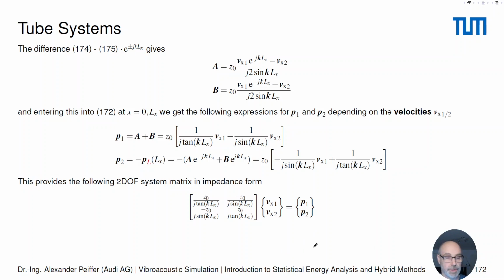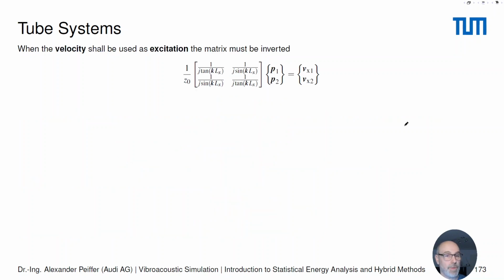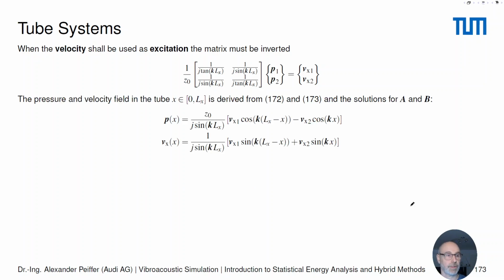So far, so good. As already said, when we would like to have another expression, that means that we are now interested in some situation where the velocity is the excitation, that's quite simple. We just have to invert the matrix shown on the last slide, and then we would get this expression here after the inversion process. Good.